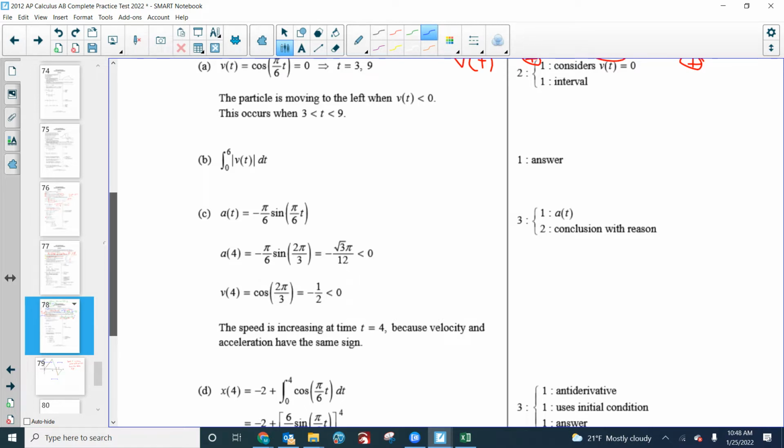Now they said because velocity and acceleration have the same sign. If you're not a physics person, that is one of the very few things from physics you actually need to just commit to memory. If velocity and acceleration have the same sign, the speed is increasing. I tried to present it in a logical way. Hopefully that made sense.